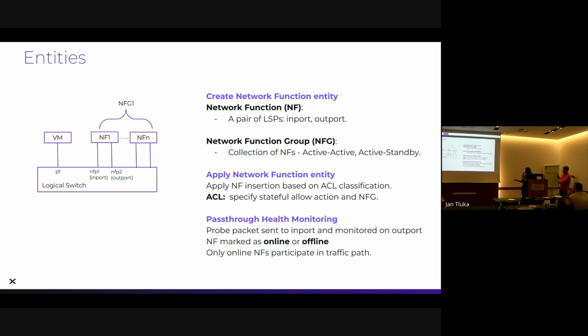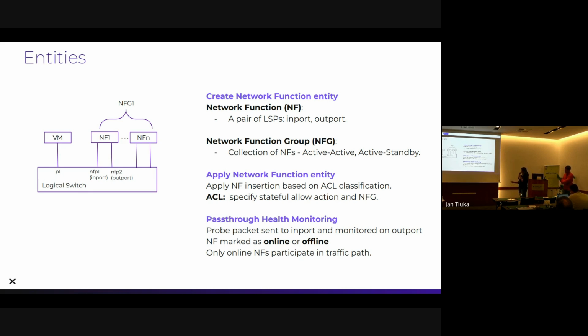Then in order to support HA and scale out, we introduced another entity, which is network function group. So here NF1 to NFN, all these network functions are grouped under an entity that is NFG1, right? Now, where is this network function applied? A network function is applied at a logical switch level, and it is associated to an access control list, right? So in an ACL where we today specify priority, match, action, now you can also specify an NFG there. What effectively happens is any traffic matching that ACL will be redirected to the network function.